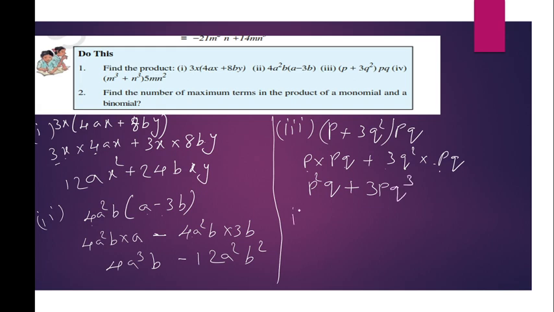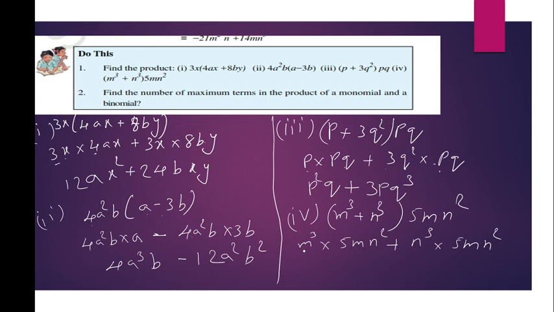Okay, now coming to the fourth one, m cube plus n cube into 5mn square. Now multiply it inside, m cube into 5mn square plus n cube into 5mn square. Now m cube, no coefficient means 1, 5 into 1 is 5. So m cube into m, m power 4, n square as it is, plus 1 into 5 is 5, m as it is, n cube into n square, n power 5, because we are adding.